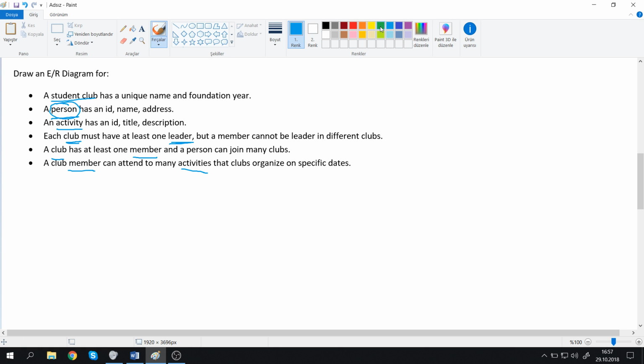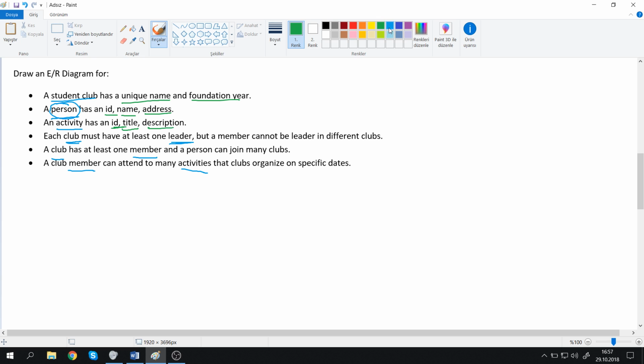Let's find our attributes. Student club has a unique name, so we know that it is the primary key, and a foundation year. A person has an ID. ID is most probably the primary key of that entity. We have name and address. Activity has ID again. If something is an ID, a social security number type of thing, it is a primary key. We have title and description.